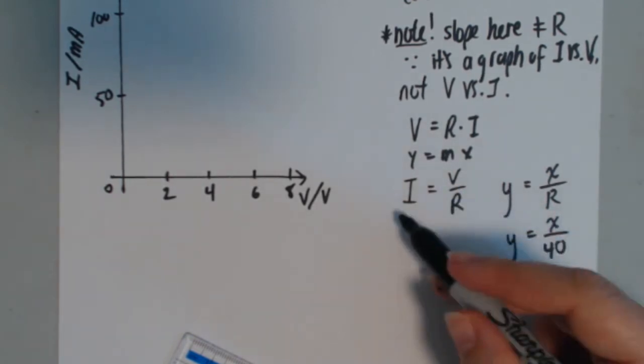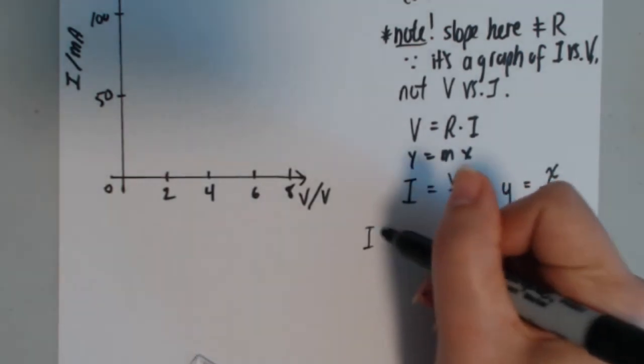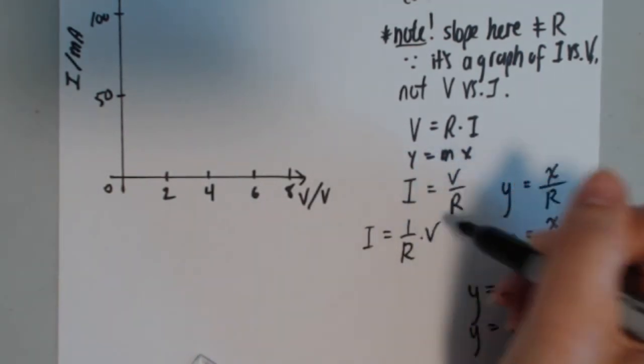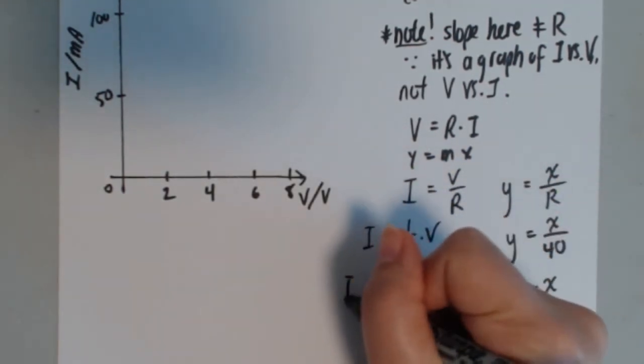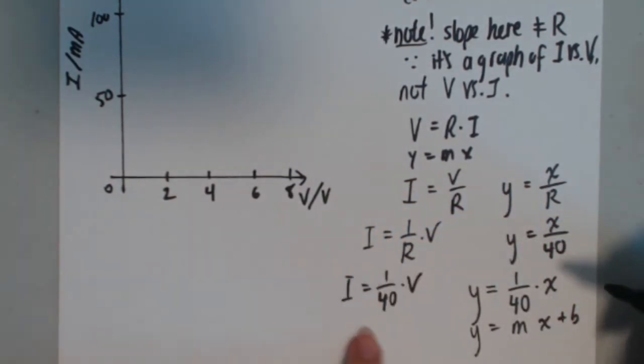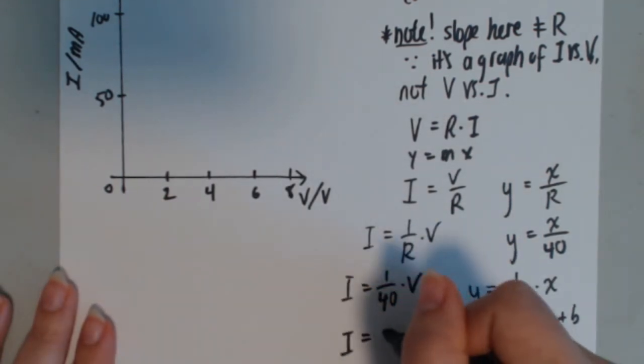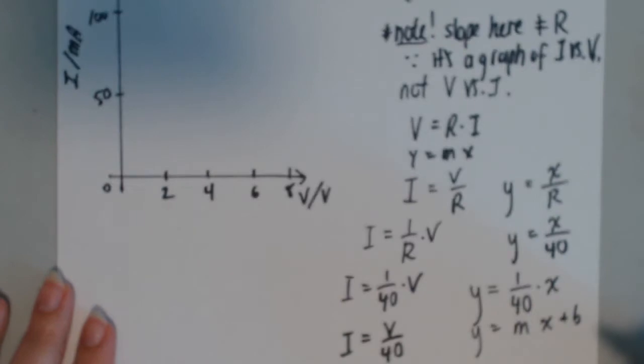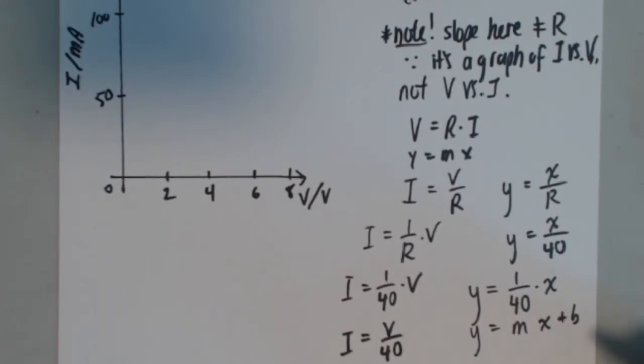So we have Y equals mx plus b. And so what that means is it's the same idea here. I have I is equal to 1 over R times V. And so that's I is equal to 1 over 40 times V. If it helps you to see it like this, by all means, write it like that. But some of you will just be comfortable writing it like this and understanding that it's a straight line. Whatever you feel comfortable with is completely fine.